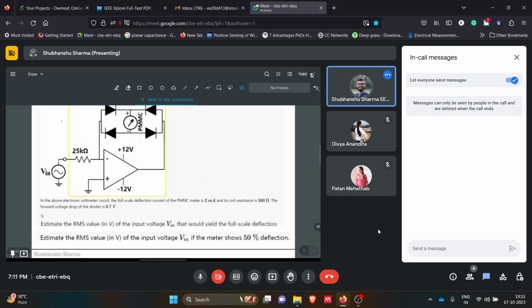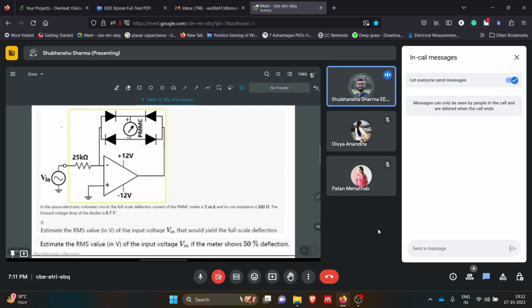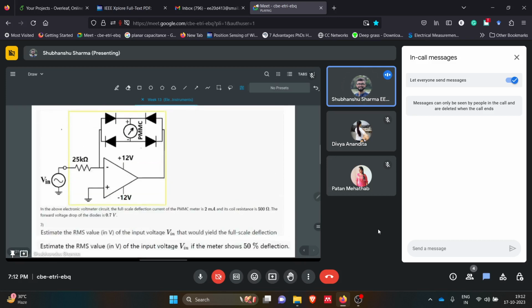I will not solve it because you already have these solutions, but let me give you the idea. V in is here, a sinusoidal signal. Since this is a 4 diode structure, we will get a full wave rectifier signal as output. This was the input.